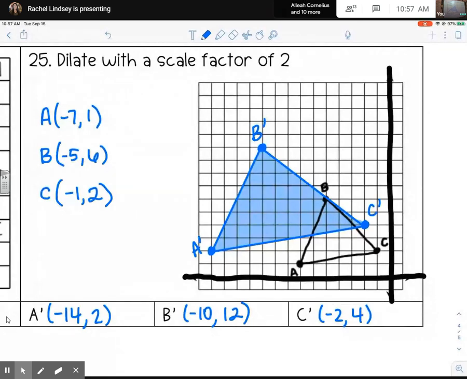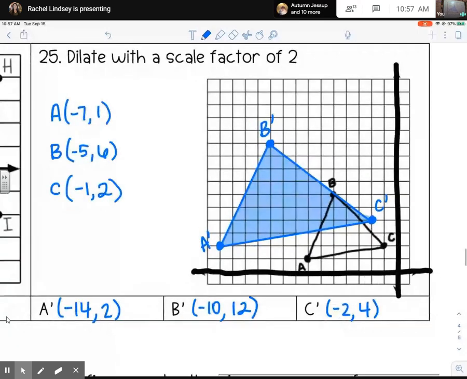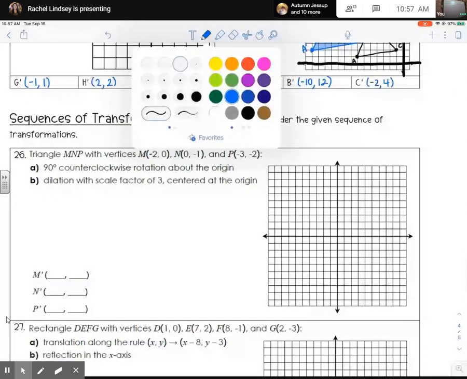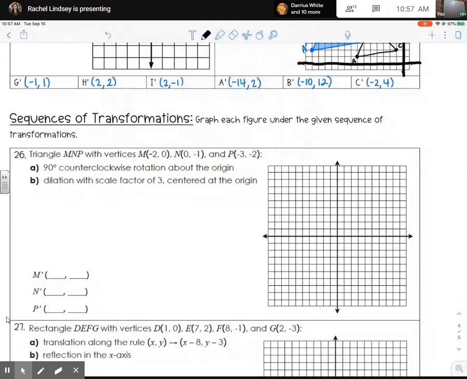So we had to graph the original triangle. So on 26, I'm gonna graph the original. So negative 2, 0, 0, negative 1, negative 3, negative 2. Then 90 degrees counterclockwise. Ladies and gentlemen, get your patty paper.